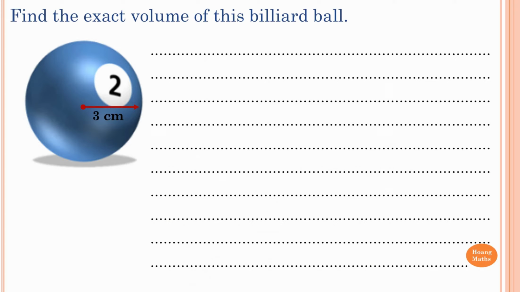Please stop the video and try this one yourself. So first of all, we know that the volume of the sphere V is equal to 4 over 3 pi r cubed. Now the radius of this billiard ball is 3 centimeters. So we just go 4 over 3 times pi times 3 to the power 3.